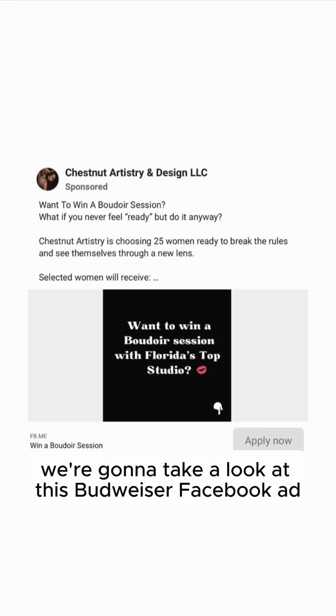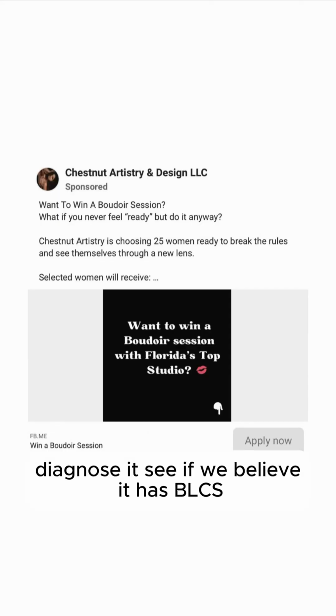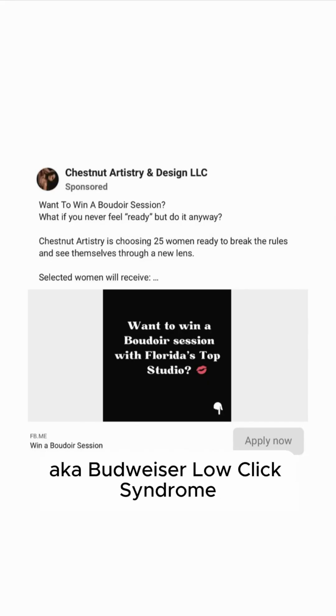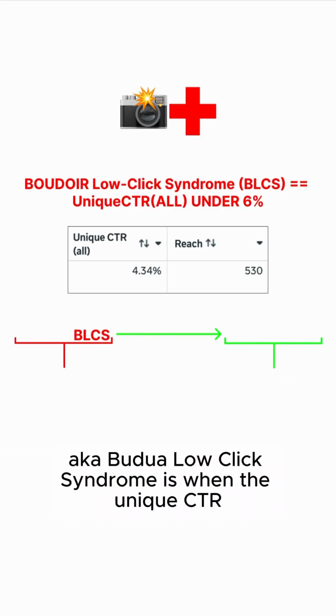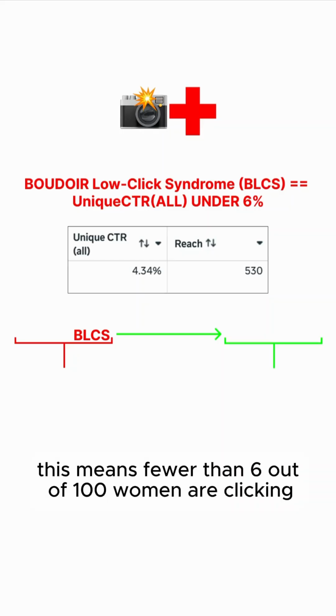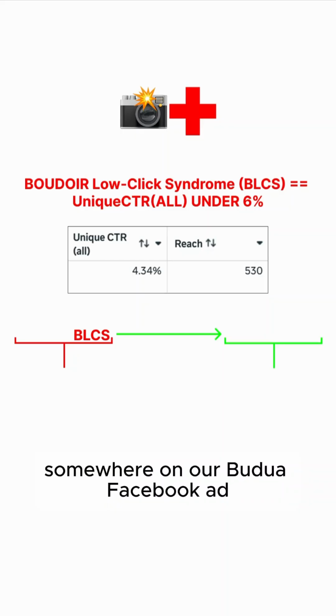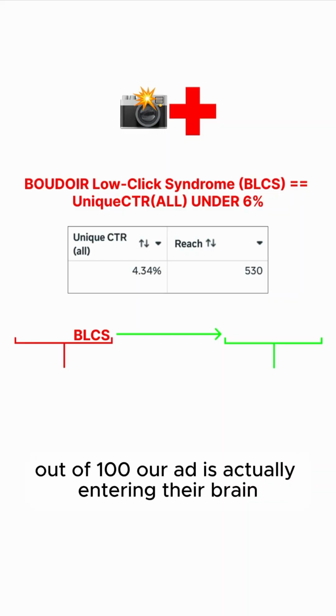All right, y'all, we're going to take a look at this Boudoir Facebook ad, diagnose it, see if we believe it has BLCS, aka Boudoir low click syndrome. Boudoir low click syndrome is when the unique CTR of our Boudoir Facebook ad is under 6%. This means fewer than 6 out of 100 women are clicking somewhere on our Boudoir Facebook ad, and that's the number of women, out of 100, whose brain our ad is actually entering.